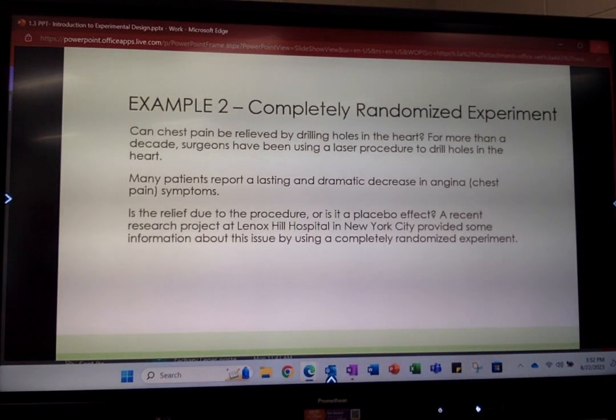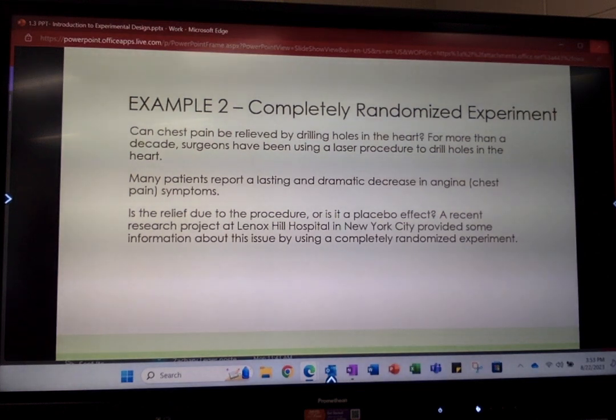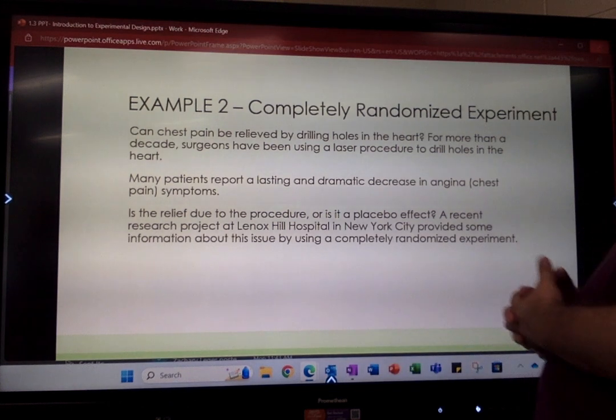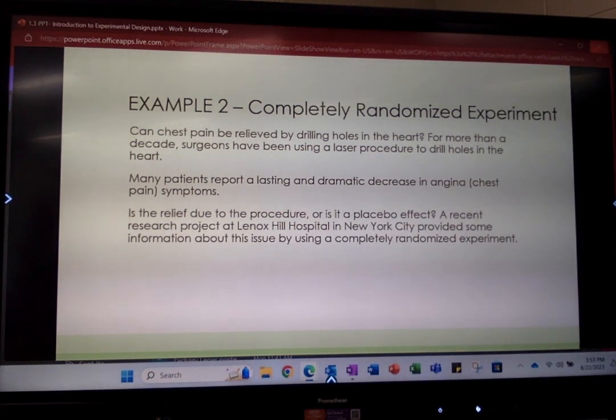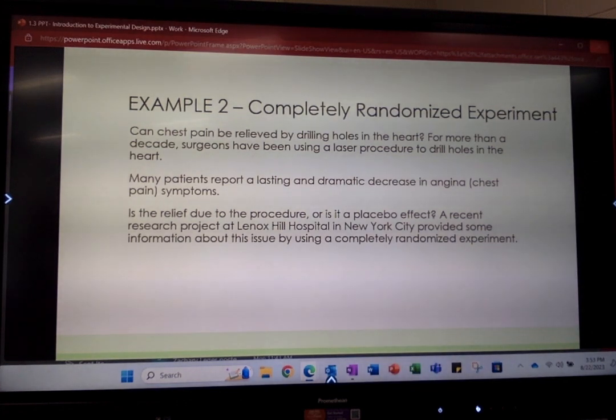So here's another example for a completely randomized experiment. Let's say that for more than a decade, surgeons have been using a laser procedure to drill holes in the heart to maybe try to relieve chest pain. Many patients reported a lasting and dramatic decrease in the chest pain symptoms. So is the relief due to the procedure, or is it a placebo effect?